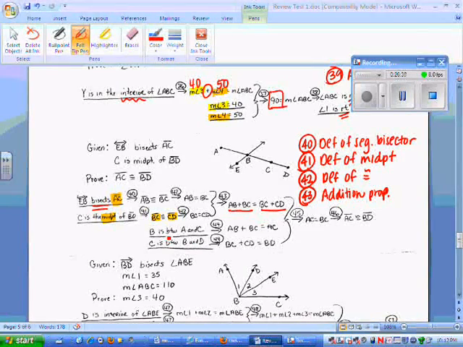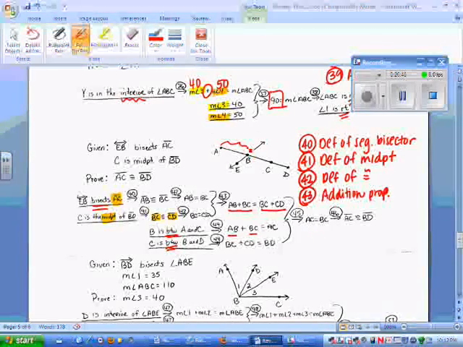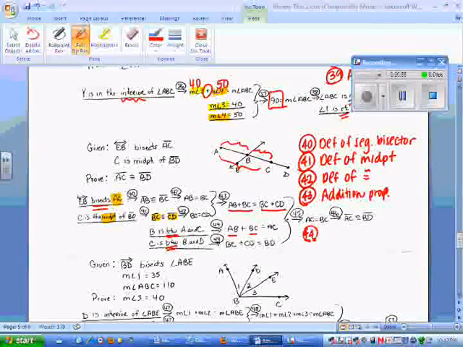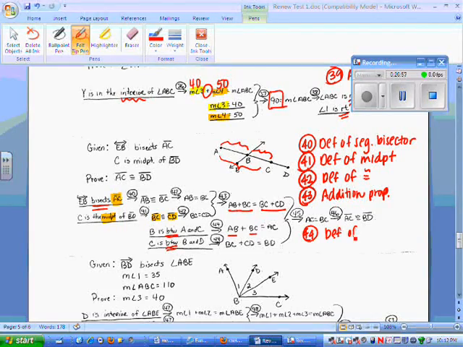Okay, 44, we have the word between. How do we know that between means I could add up the two parts? If B is between A and C, then we know that AB plus BC equals the whole thing. This is one of our definitions. Definition of betweenness.